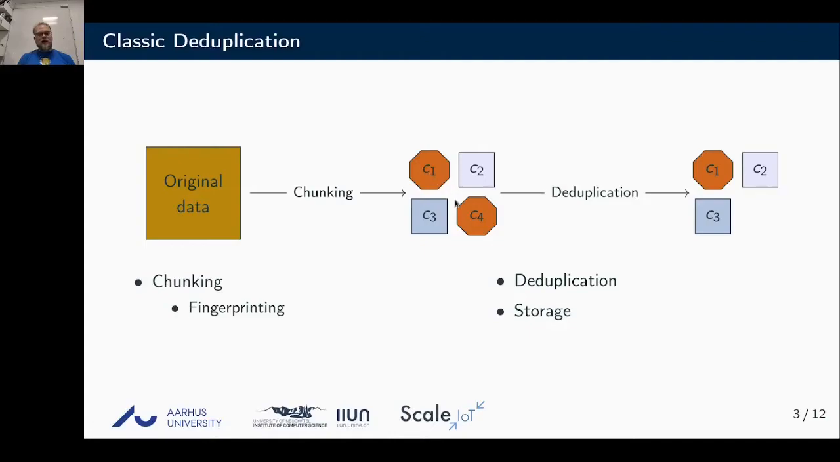Now, classic deduplication works by having original data, chunking it into some chunks, looking for duplicates, like looking for repetitive bit patterns amongst the chunks, even those already stored in the system, not just those who are being stored now, and only store unique chunks. In this little example, we say that the color of a chunk describes its bit pattern, and we see that C1 and C4 have the same color, and therefore we store only C1. However, C2 and C3 have different colors, and therefore we store them both.